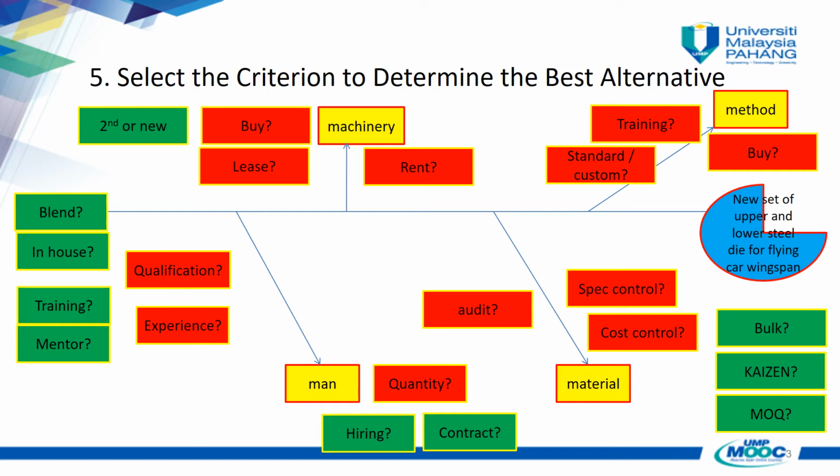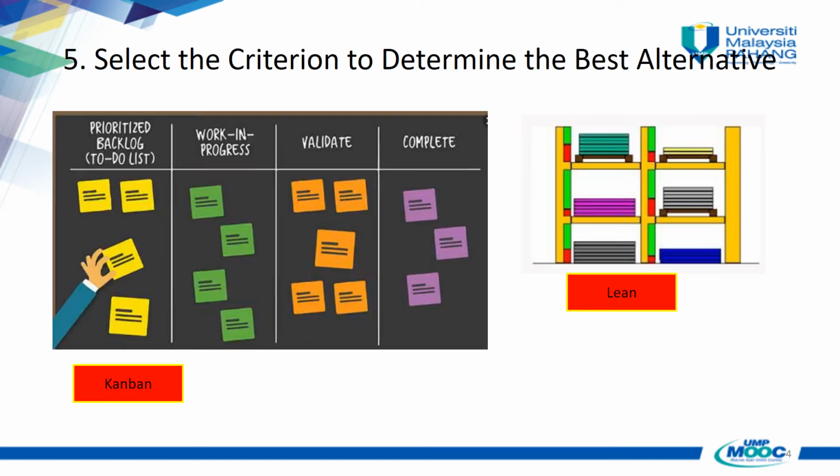That will summarize, for example, the first example of your criteria, or you want to practice the Kanban method in your criterion. For example, you want to prioritize the backlog to-do list. You want to know what is the work in progress now, how you want to validate it, and then how you want to list all the completed products or processes that you have done, and then how you want to control your lean method.